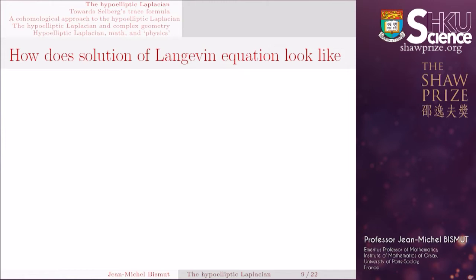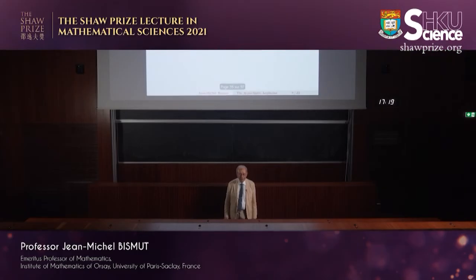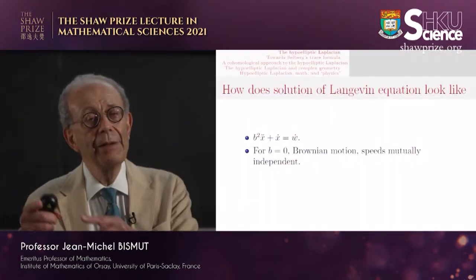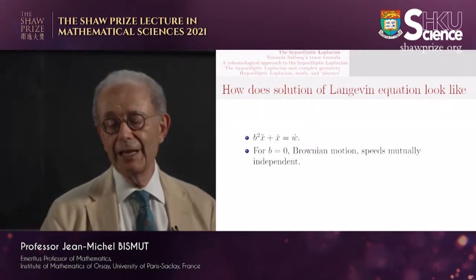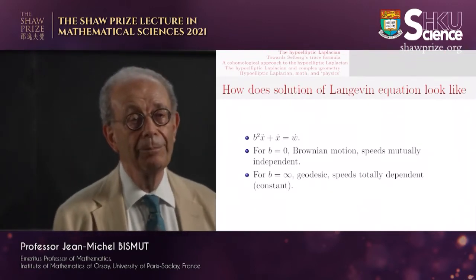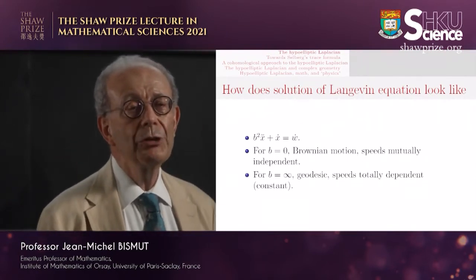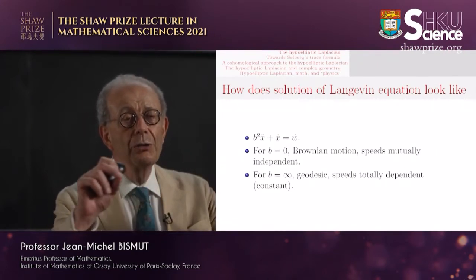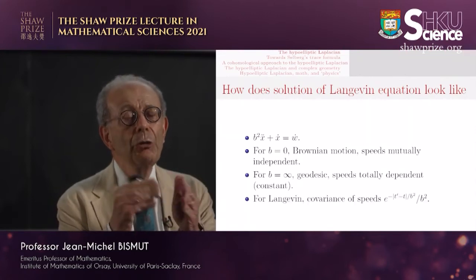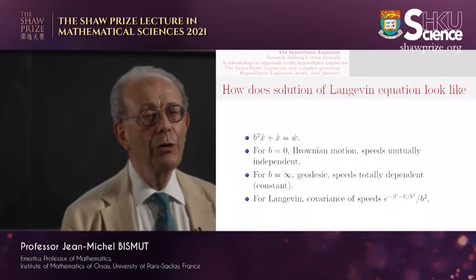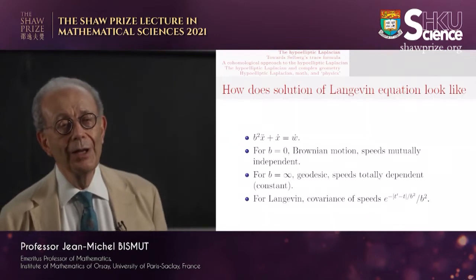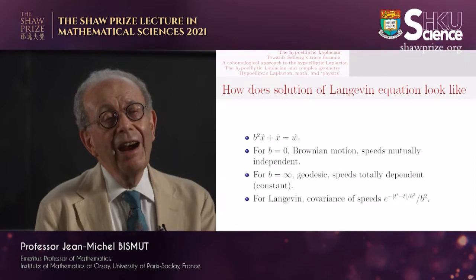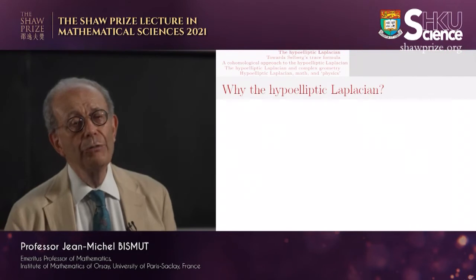So let me now explain how a solution of the Langevin equation looks like. So again, I wrote the Langevin equation as a second-order differential equation. For b equals 0, we recover our equation for a classical Brownian motion, where the speeds at each time t are mutually independent. The path chooses a different speed independently from each other at each time. For b equals infinity, what you get is the equation of geodesics, where the speeds are constant. They are totally dependent. So you have two kinds of paths, the speeds totally independent and the speeds totally dependent. Now, for the solution of the Langevin equation, the speeds are neither independent nor dependent, they are correlated. I wrote here the correlation function. If you don't know what this is, it's not too important.